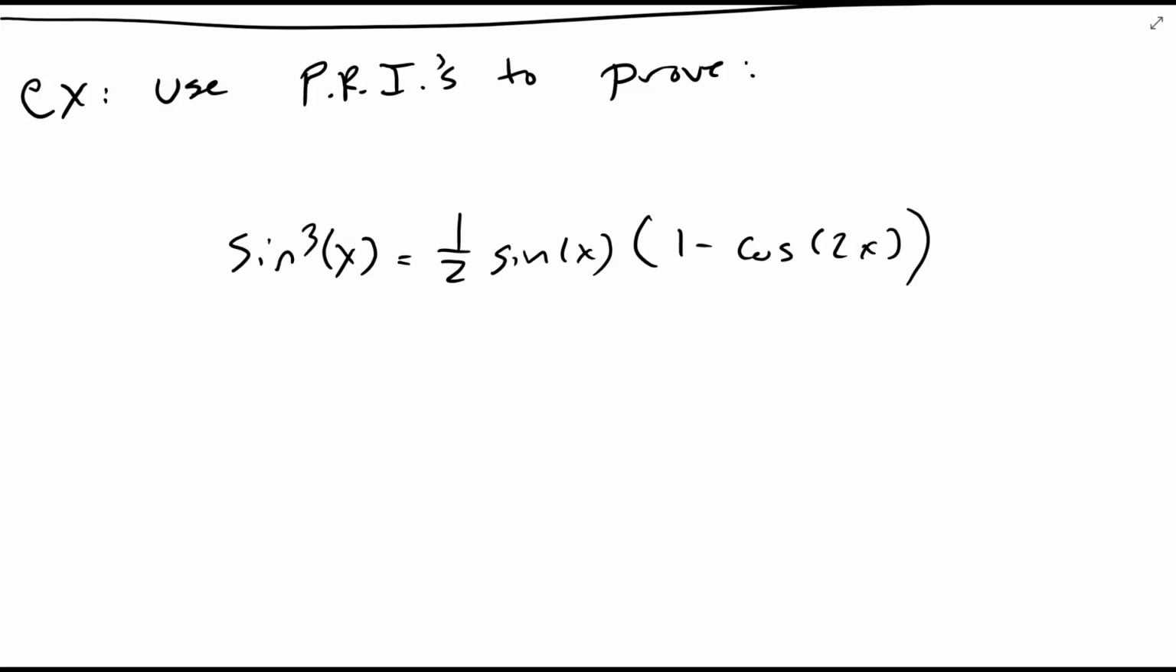Okay. Notice the power reducing identities all require a squared trig function. Right now I have a cube. What do I do? Yeah, we'll just write it as sine times sine squared. Everybody's happy with that? Then I can just use my power reducing identity on the sine squared. What do I get when I do that?